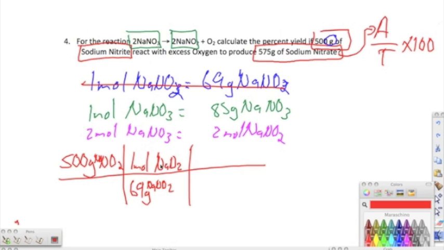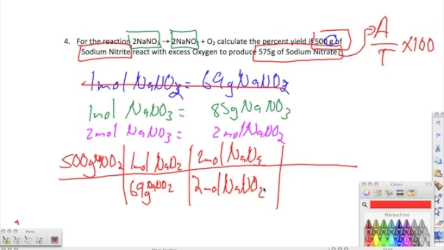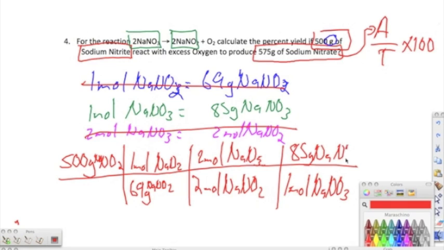So now the only other thing that says moles of NaNO2 is our mole ratio. So 2 moles NaNO2 equals 2 moles of NaNO3. Can't use that conversion factor again, we keep going. The only thing we have left is 1 mole of NaNO3 on the bottom, which equals 85 grams of NaNO3. We multiply the top, multiply the bottom, divide everything out, and we get 615.9 grams, and that is going to be our theoretical yield.